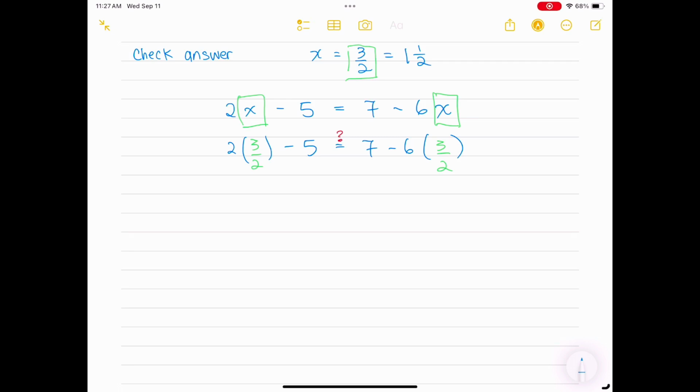Are these equations equal? On the left-hand side, we start with multiplication before we do the subtraction according to order of operations. 2 times 3 halves simplifies to 3. 3 minus 5 is on the left-hand side. On the right-hand side, again, we start with the multiplication. 6 times 3 halves simplifies to 9. And now we have 7 minus 9. Both sides equal negative 2. The solution x equals 3 halves is correct.